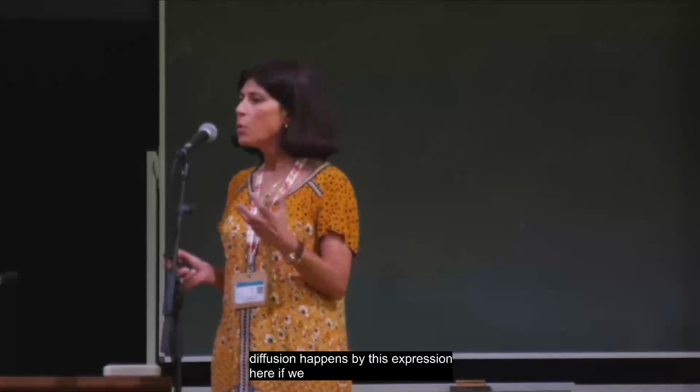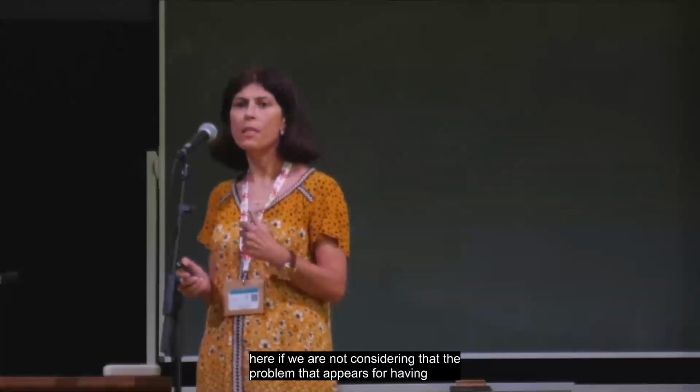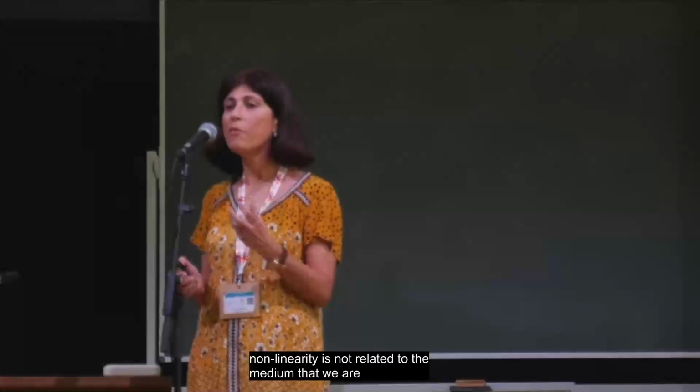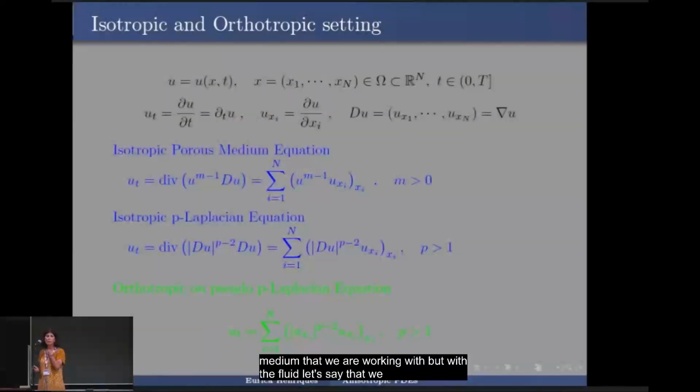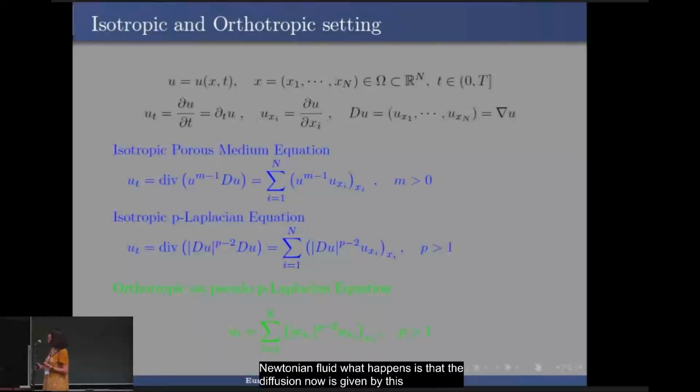If we are now considering that the problem that appears for having this nonlinearity is not related to the medium that we are working with, but with the fluid, let's say that we have a non-Newtonian fluid, what happens is that the diffusion now is given by the gradient of u, so the norm of it to the power p minus 2, meaning that the gradient of u is the vector of all partial derivatives regarding the space components of our point (t, x). So the green does not work here, so sorry. In these two cases, regardless of each space direction we are having, we continue always to have the same kind of diffusion.